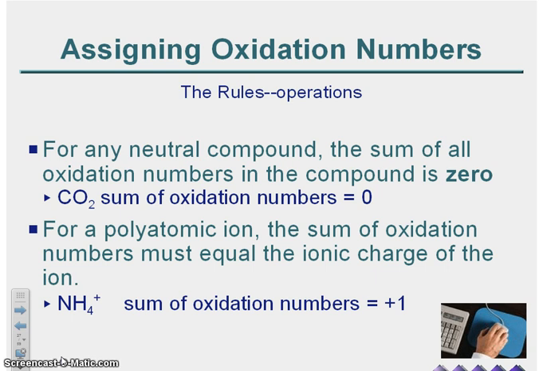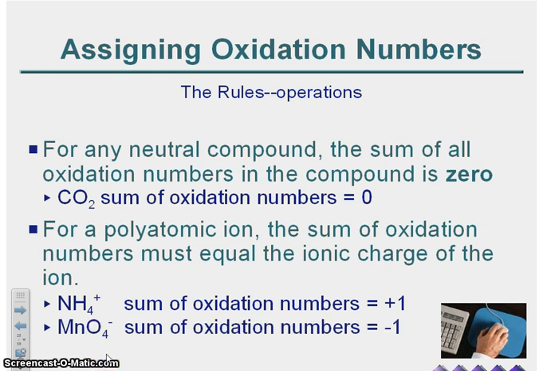For instance, in the ammonium ion, the sum of the oxidation numbers must be +1. And if the hydrogens are all +1, then that means the nitrogen, think about it, must be a -3 in order to leave that plus charge. For permanganate, the sum of oxidation numbers is -1, and if the oxygen's -2 here, and there's 4 of them, that means the manganese would have to be +7.